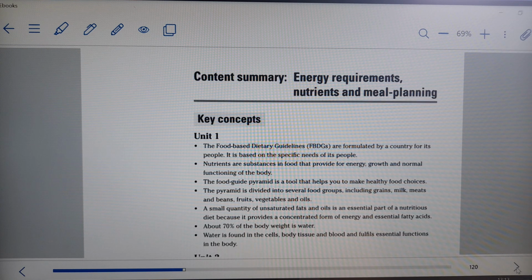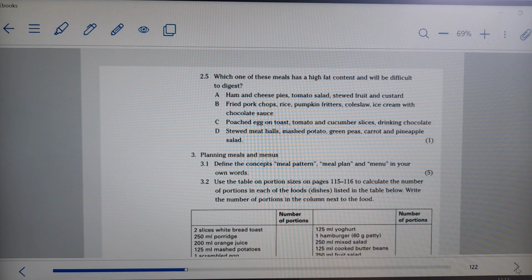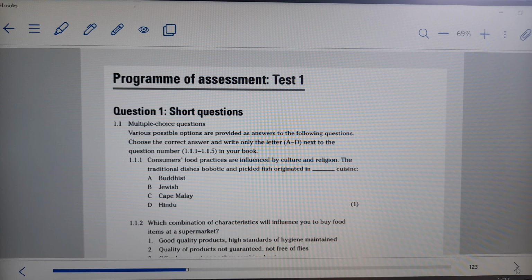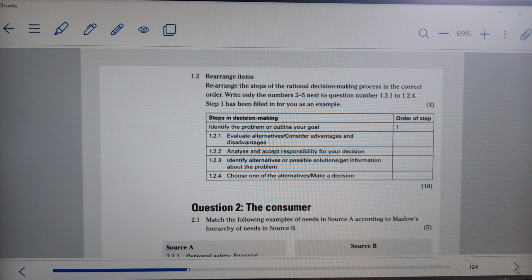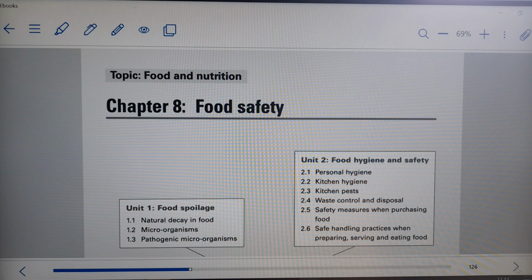And that brings us to the end of the chapter and the end of food and nutrition. That is chapter 6 and chapter 7. So please write your notes, study, and understand your work. You've got all the time to do that.